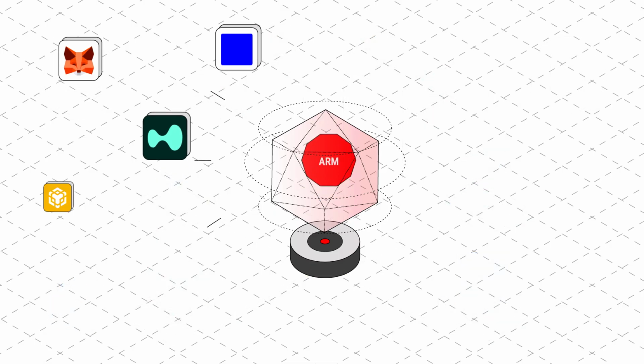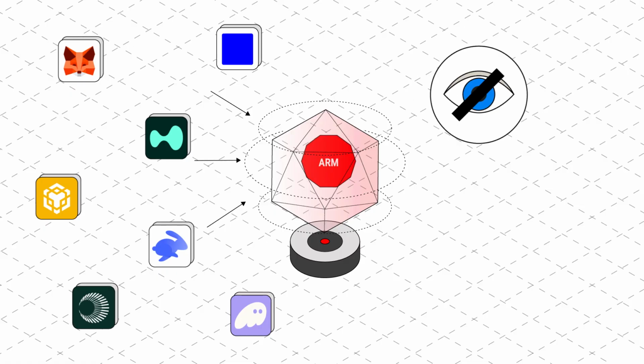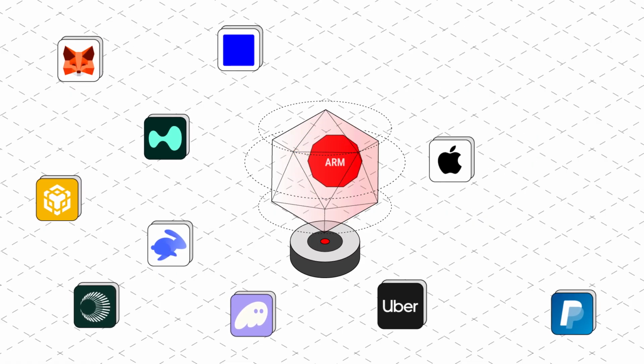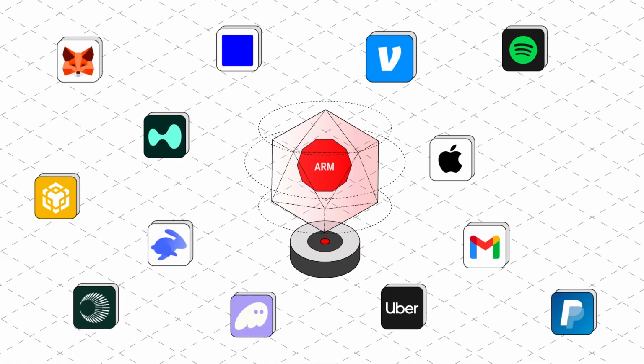The ARM is the missing link that lets Web3 apps be private, intent-driven, and multi-chain by default, so they can finally compete with Web2 on both functionality and user experience.